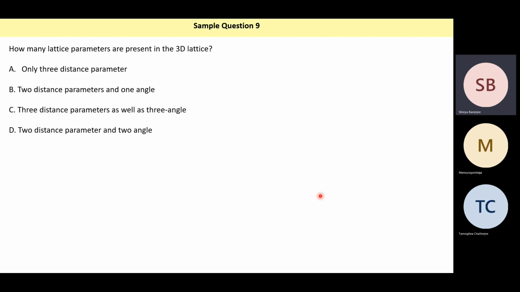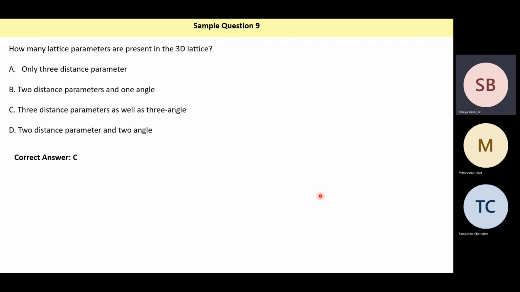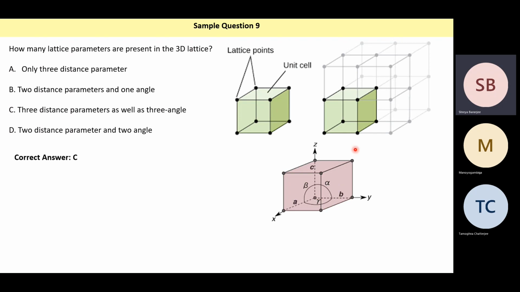The next question is, how many lattice parameters are present in the 3D lattice? Option C. Yeah. Coming back to the 3D lattice, there are 3 distances A, B, and C along X, Y, and Z directions, and alpha, beta, and gamma, which are the angles between these distances.